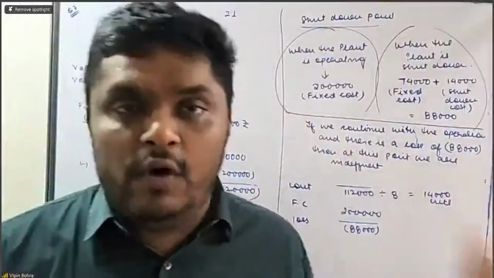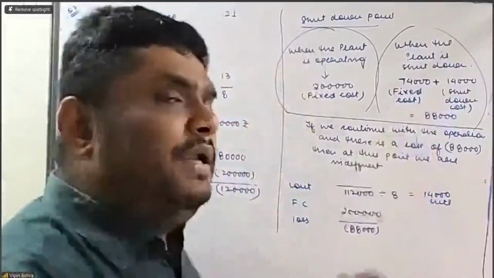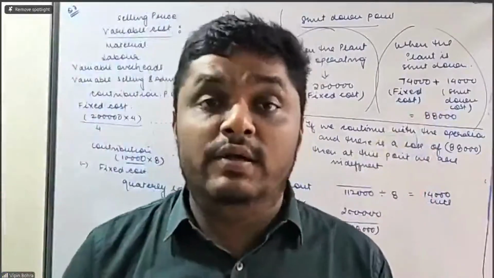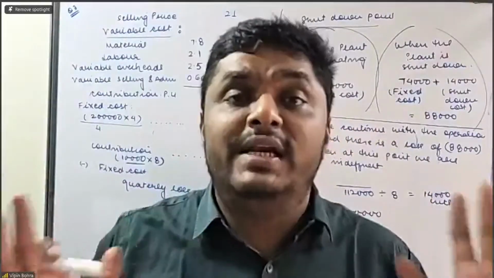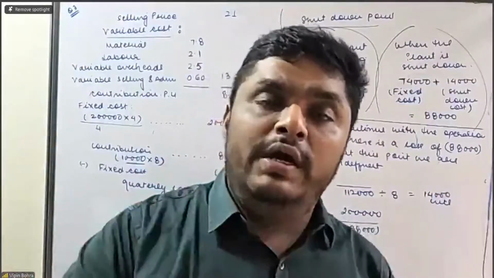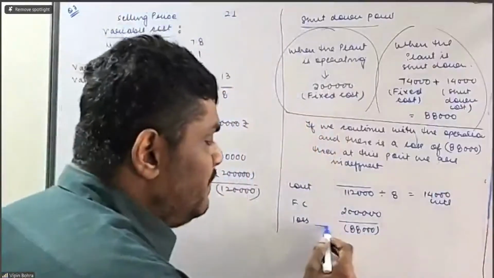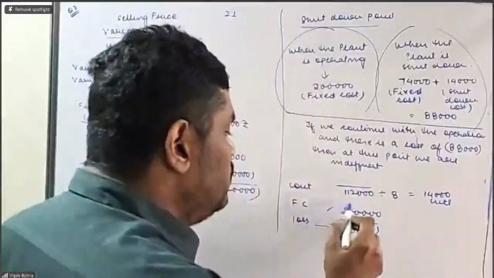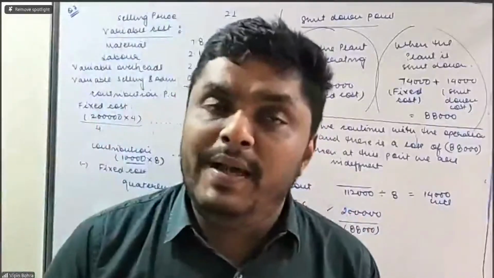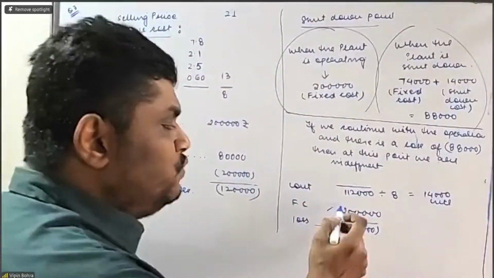I'll discuss the formula also. This is the way to explain the concept. See, if we shut down the plant, there is a loss of 88,000. So if we continue with the plant and suffer a loss of 88,000, it means we are indifferent. To continue or not continue, it's going to be the same. So 88,000 is my desired loss. My fixed cost, if we continue with the plant, is 2 lakh rupees. So how much will be my required contribution? 1,12,000. 2 lakh minus 1,12,000 is how much?